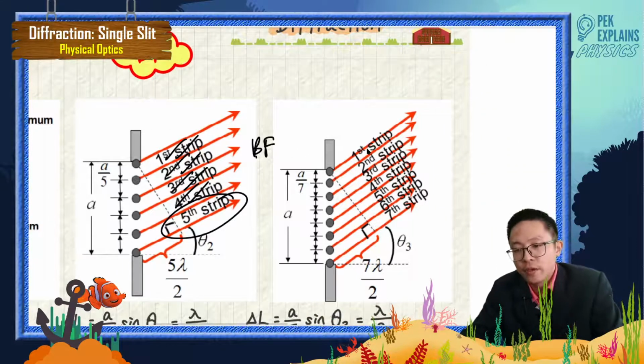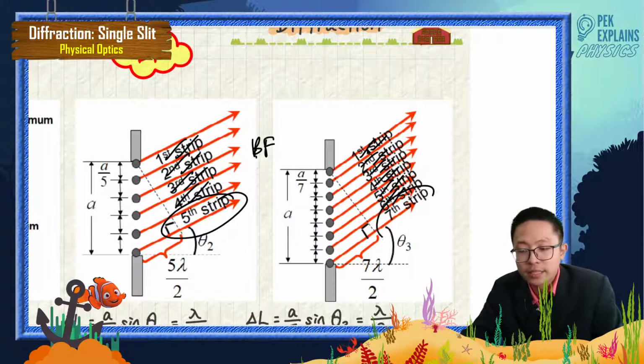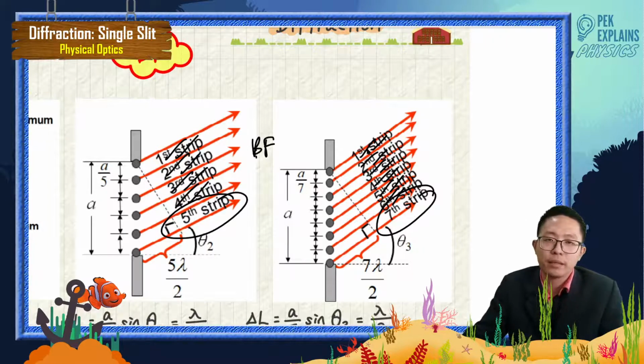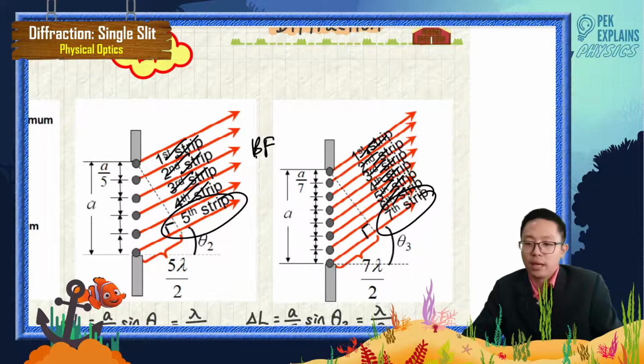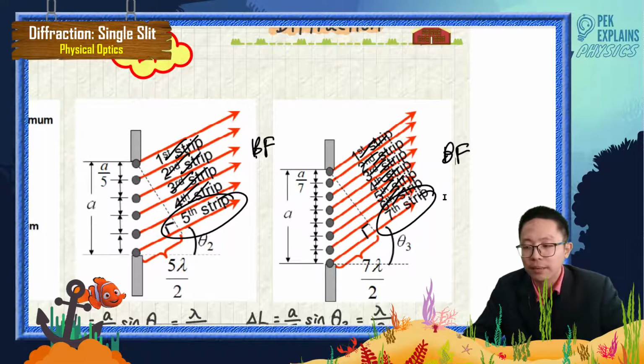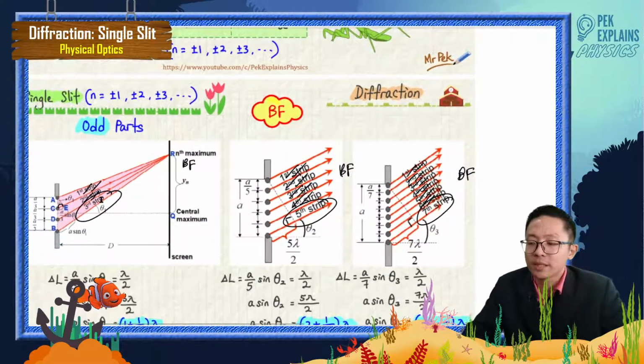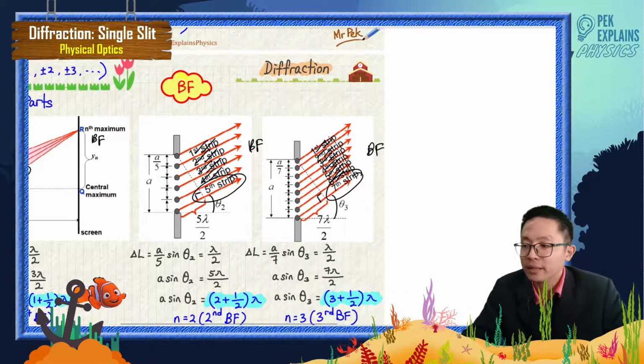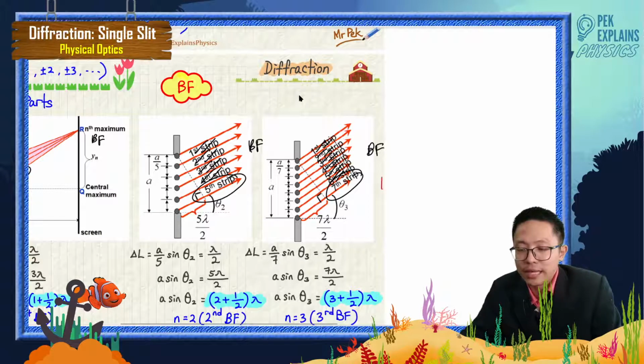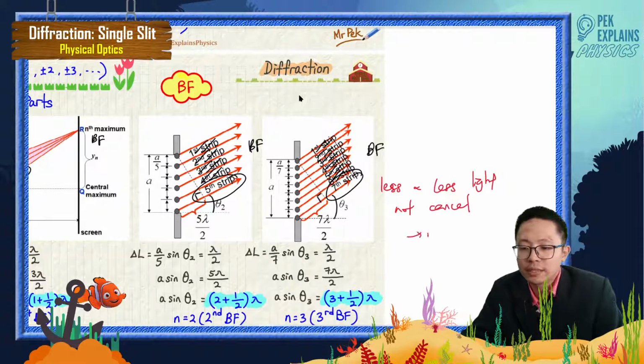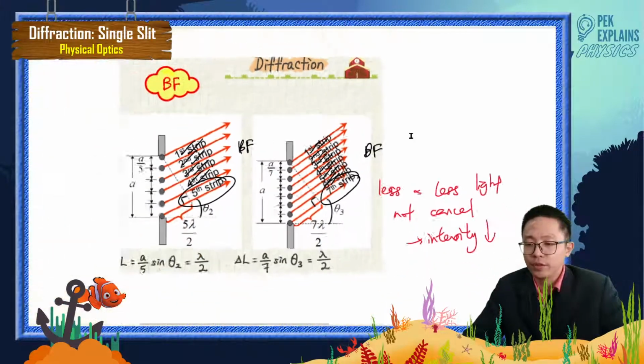This one also: first part cancelled by second part, third part cancelled by fourth part, fifth part cancelled by sixth part, and the 7th part doesn't have a partner to cancel it. This one forms the bright fringe. That's why the intensity becomes dimmer and dimmer, because less and less light remains, less and less light is not cancelled. So that's why the intensity decreases as it goes up the fringes.